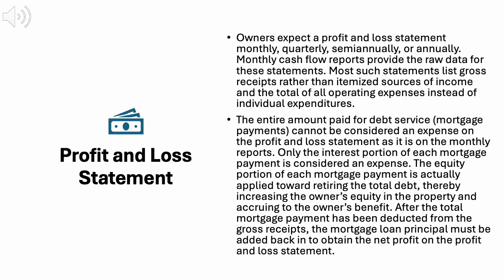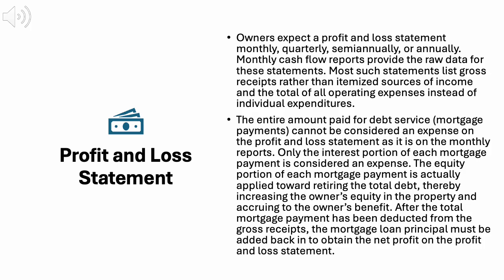Profit and loss statement. Owners expect a profit and loss statement monthly, quarterly, semi-annually, or annually. Monthly cash flow reports provide the raw data for these statements. Most such statements list gross receipts rather than itemized sources of income and the total of all operating expenses instead of individual expenditures. The entire amount paid for debt service, mortgage payments, cannot be considered an expense on the profit and loss statement as it is on the monthly reports. Only the interest portion of each mortgage payment is considered an expense.